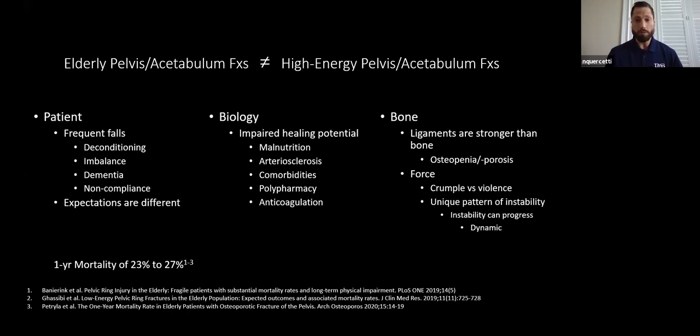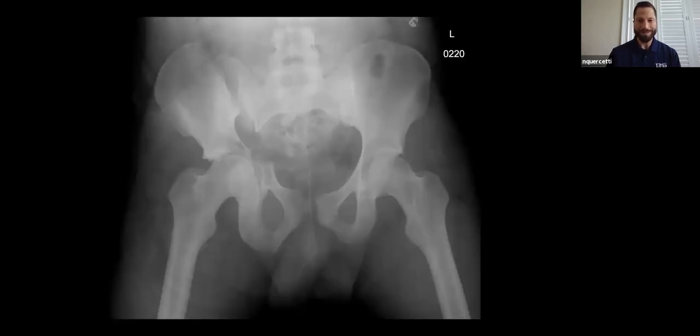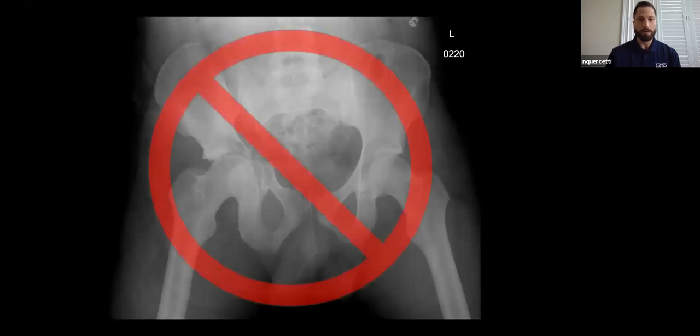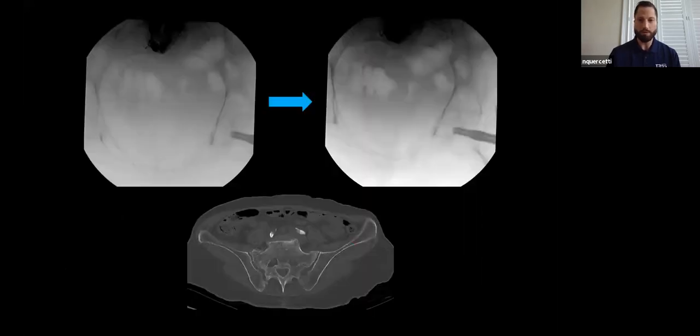And most of all, the bone is dramatically different. This is not really strong bone. The ligaments are stronger than the bone half the time. And this is not a violent explosion of bone from a high energy injury. This is a fall from a standing height or the second step. And this is more of a crush and crumple injury. This is not what we're talking about today. We're talking about crush and crumple from not a lot of energy. You get minimally displaced fractures a lot of times. Sometimes you can't even appreciate the displacement until you push on it.